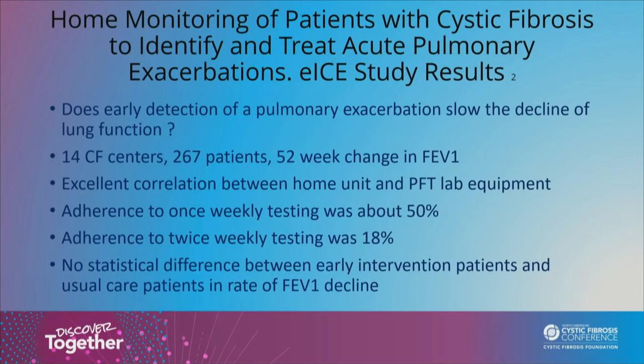So we're getting spirometers out there to our patients, and what were we going to do with them? And it was nice to see the data that Greg put up about what other centers were using them for, which was different than our initial plan, and that's kind of where we are now. This, I felt, was a really good study to include, because it's about CF, it's about home monitoring with spirometry, and was specifically to identify and treat acute pulmonary exacerbations, an early intervention study. And the main question was, does early intervention of pulmonary exacerbations slow the decline of lung function?